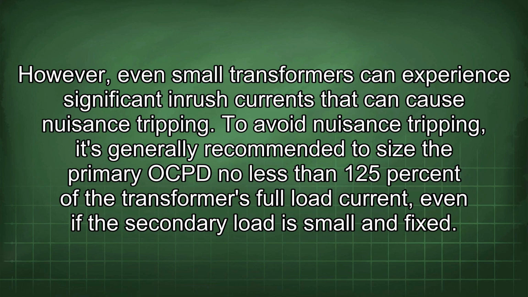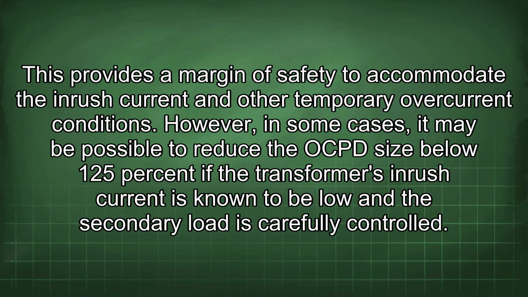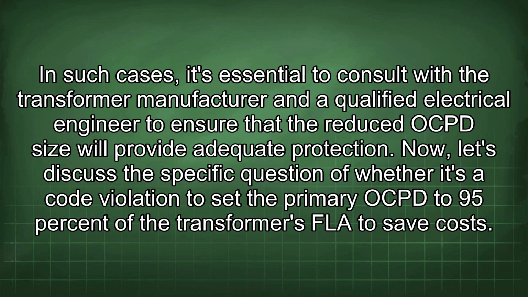To avoid nuisance tripping, it's generally recommended to size the primary OCPD no less than 125% of the transformer's full load current, even if the secondary load is small and fixed. This provides a margin of safety to accommodate the inrush current and other temporary overcurrent conditions. However, in some cases, it may be possible to reduce the OCPD size below 125% if the transformer's inrush current is known to be low and the secondary load is carefully controlled. In such cases, it's essential to consult with the transformer manufacturer and a qualified electrical engineer to ensure that the reduced OCPD size will provide adequate protection.